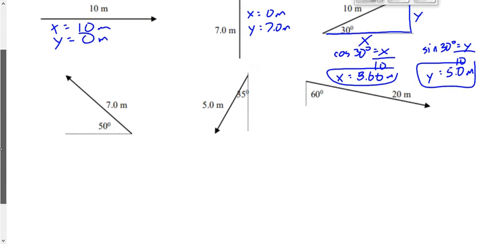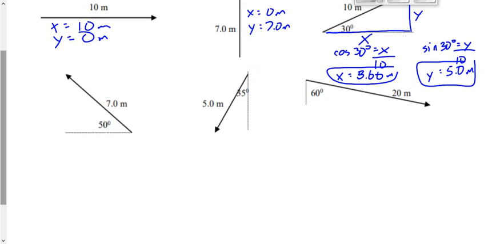Okay, next one. 7 meters at 50 degrees. Draw a triangle. Don't draw the triangle here because the angle is outside the triangle. Draw it such that the angle is inside the triangle. It looks like this.